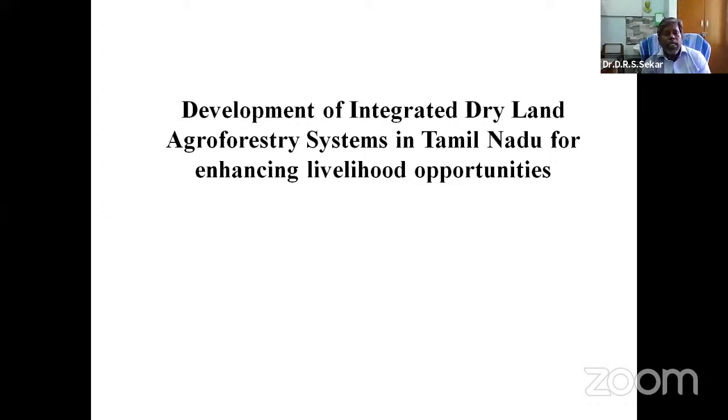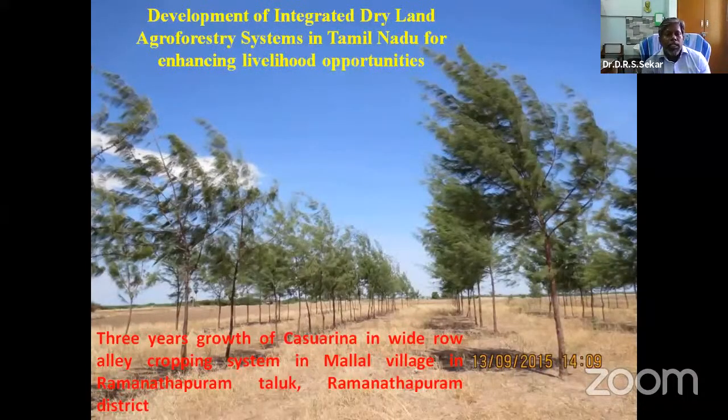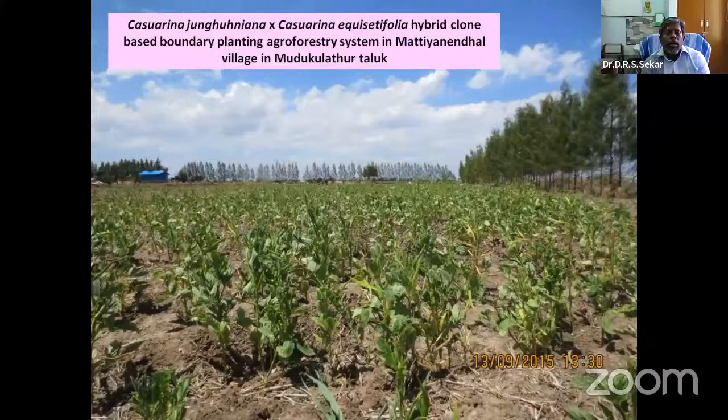It's another initiative, where in Tamil Nadu various crop patterns, such as Melia, banana, sugarcane, Ailanthus excelsa, Melia dubia, various species with different permutations are being approached. These are the developed agroforestry systems in Tamil Nadu. This is the three-year growth of Casuarina in the wide row, allied cropping system in Mallan village in Ramanathapuram Taluk, in Ramanathapuram district. This is what we made. And this is Mudukulathur Taluk.